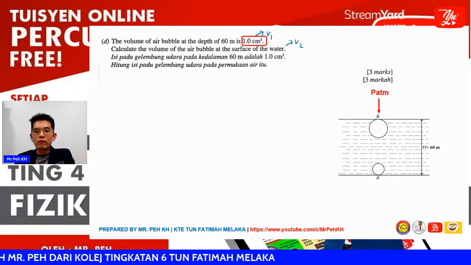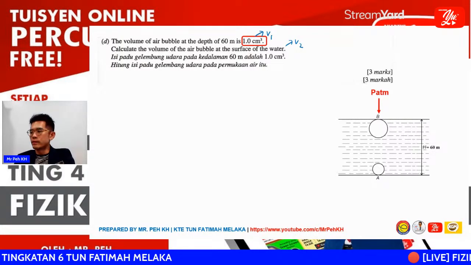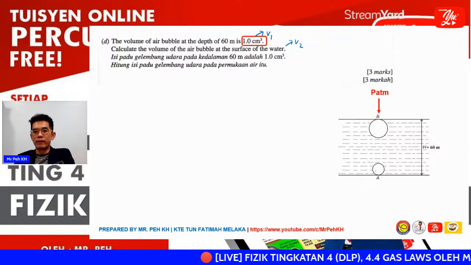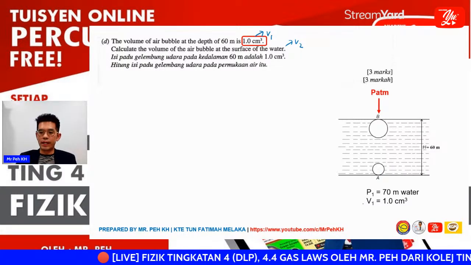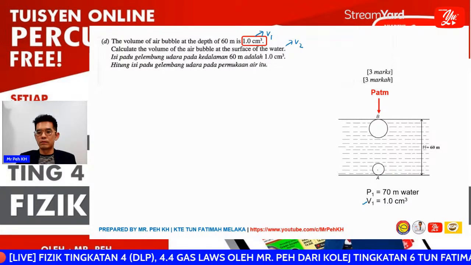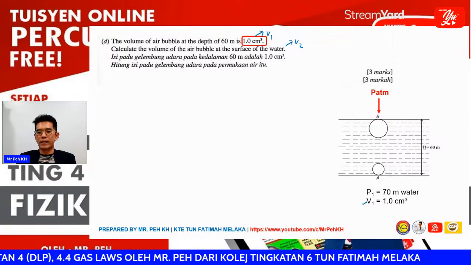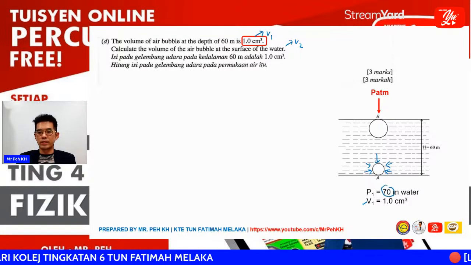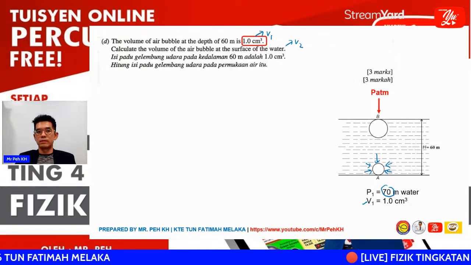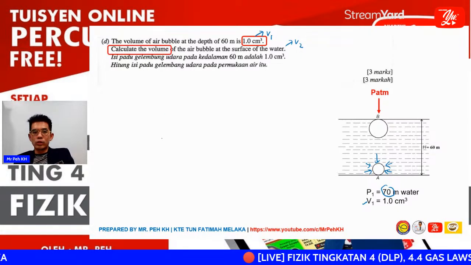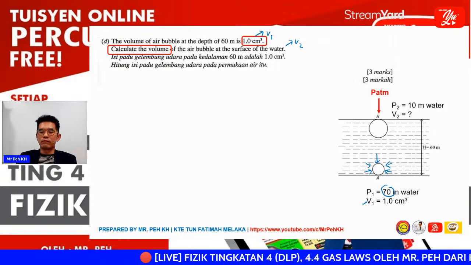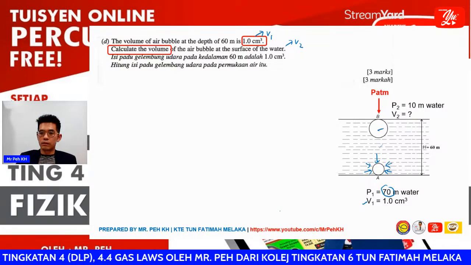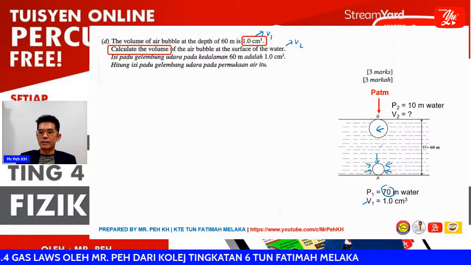For bubble A, deep under the water, V1 is here, so I labelled it already. V1 is 1 cm cube for the bubble size, and the pressure added to bubble A is 70. This was calculated in question C just now. So you need to calculate the volume, the size of the bubble, V2, when the pressure added is 10.